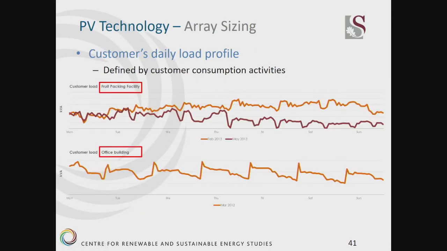Then we need to look at the customer's daily profile, and it's best if you have more information to do the matching. On top we have a fruit packing facility, and we can also see in orange and brown the load of the facility during the different months of the year. Compared to that, we have at the bottom an office building where it's typically relatively constant throughout the week, and it might change over weekends or public holidays when the office building is not completely utilized.